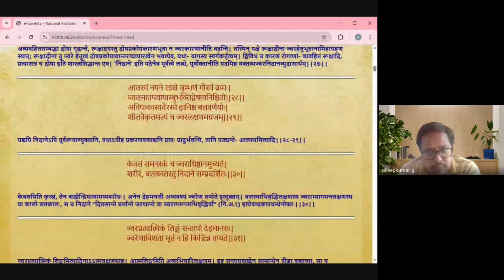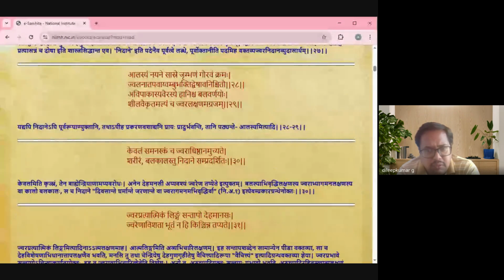Purvarupa of Jwara has been mentioned: Alasyam, Nayane, Srastre, Jrumbhanam, Gauravam, Klama. It is not so important for the entrance exam, we can skip it.